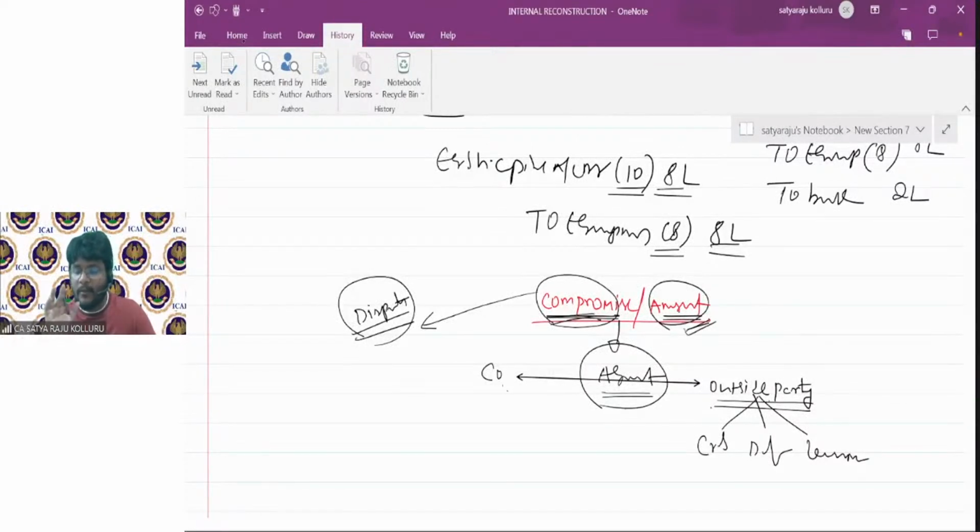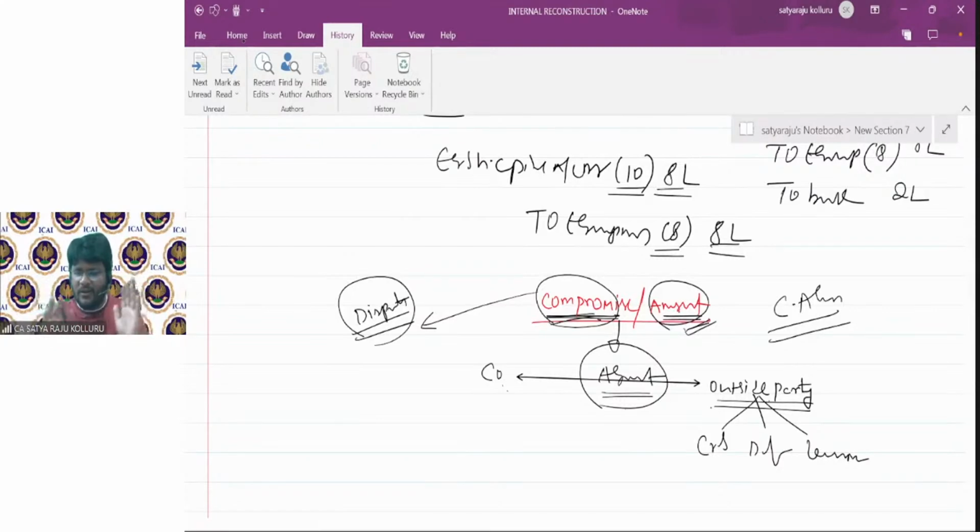So I'm not going into the technicalities, guys. What is the real meaning of compromise and arrangement as per the Companies Act 2013? You may come across in your CA Final Company Law various case laws related to compromise and arrangement: whether it is a case of compromise, whether it is a case of arrangement, does any compromise really exist or not? So different cases are there as per the Companies Act 2013.